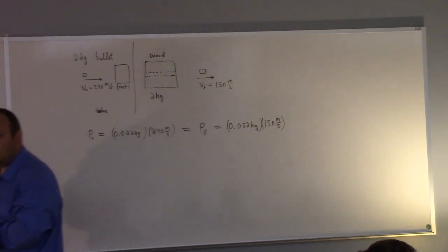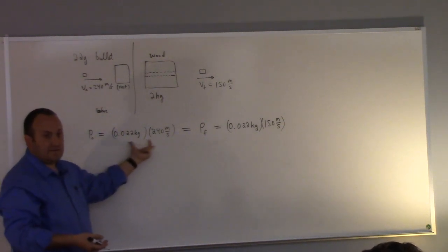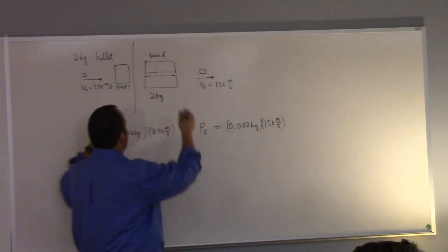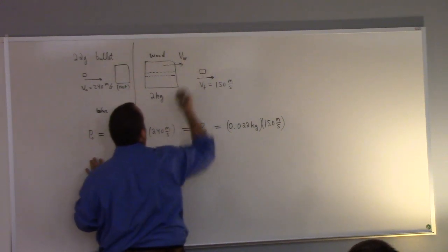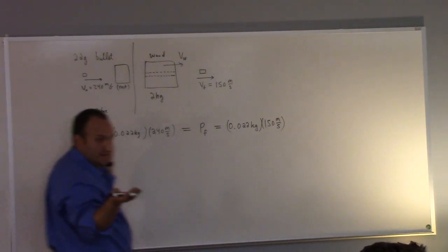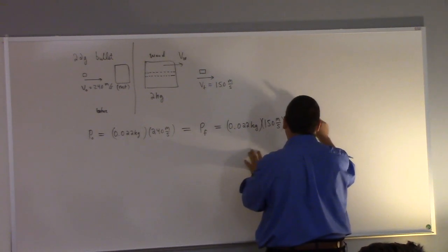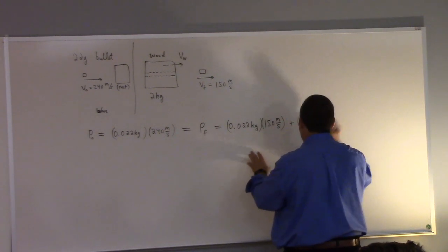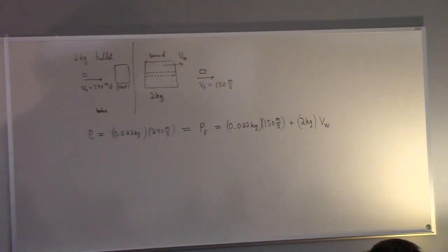But what else is there? Now, these can't be equal, which shows you that there is also, let's say, vw for wood, a velocity for the wood. And I don't know what that is. That's what we're trying to figure out. So plus 2 kilograms times the velocity of the wood that we don't know. That's momentum conservation. Does that make sense? I hope so. And so we can solve for vw, and that's the answer.